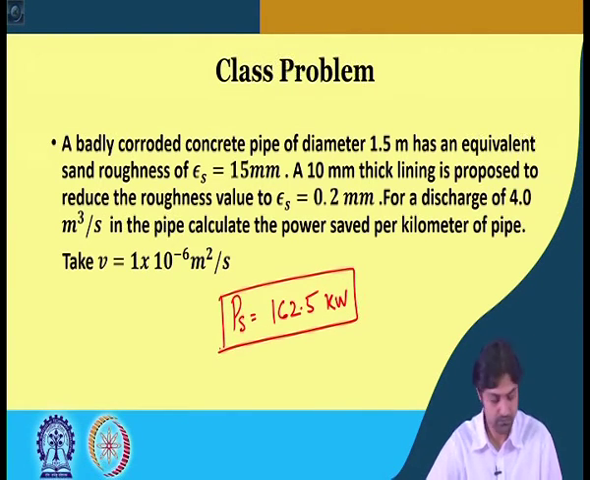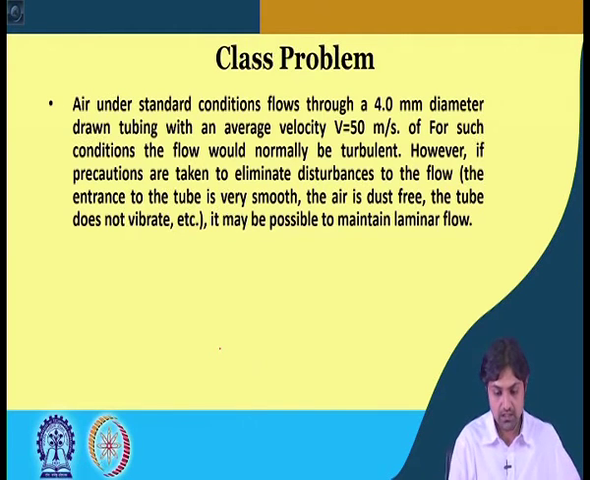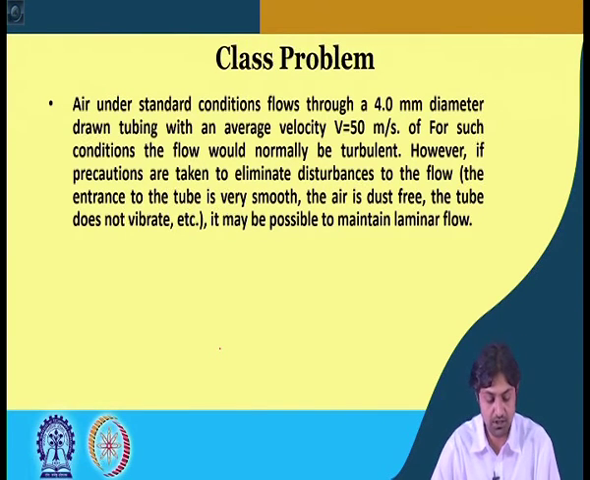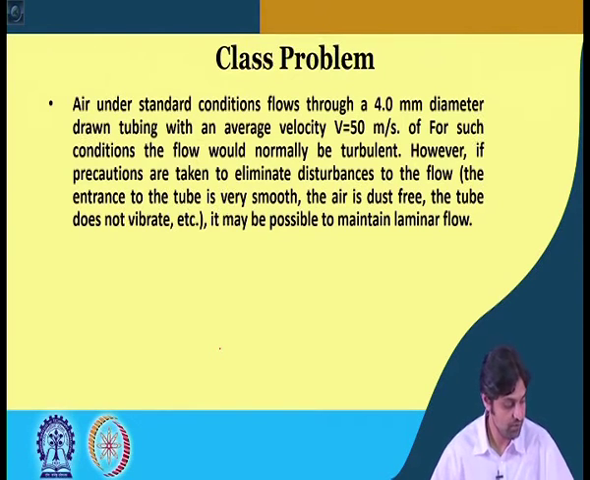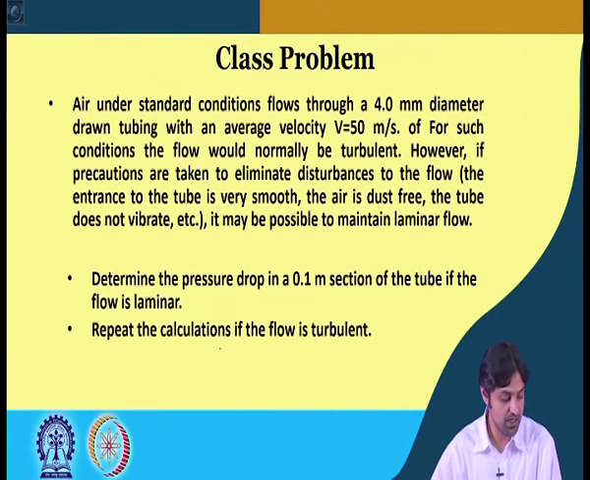All right. Okay, moving ahead, there is another question that says air under standard condition flows through a 4 millimeter diameter drawn tubing with an average velocity of 50 meters per second. For such conditions, the flow would normally be turbulent. However, if precautions are taken to eliminate disturbances to the flow, it may be possible to maintain laminar flow. So the first part is determine the pressure drop in a 0.1 meter section of the tube if the flow is laminar, and the second part is repeat the calculations if the flow is turbulent.